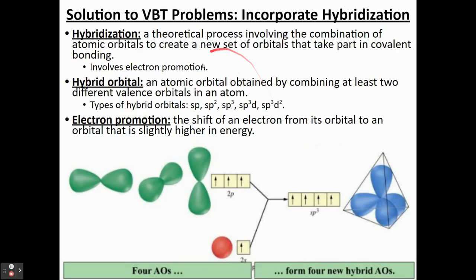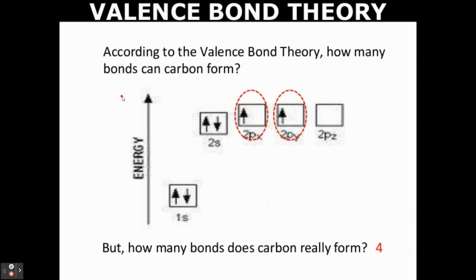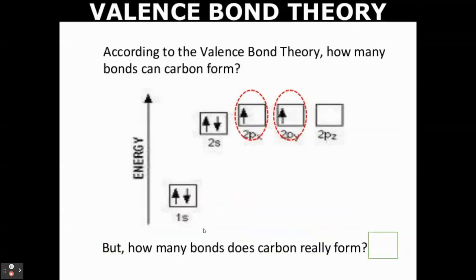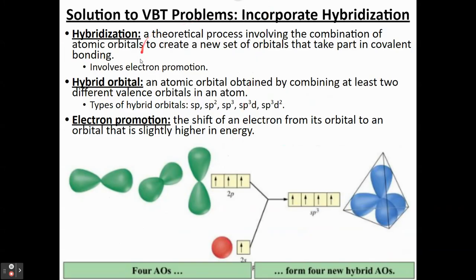So what we have to do is incorporate a new concept called hybridization, hybrid orbitals, and electron promotion. Once we incorporate this information into our valence bond theory, then we can explain the bonding of things like carbon. We can explain bond angles more effectively as well, that match up with our experimental results and experimental evidence. So in the next video, we're going to be focusing on the concept of hybridization, hybrid orbitals, and electron promotion incorporated into valence bond theory.